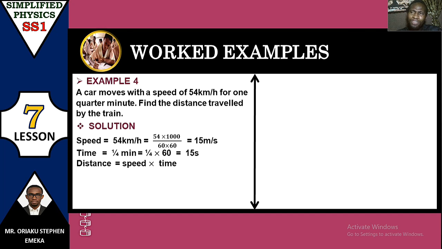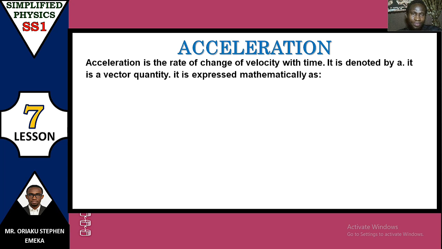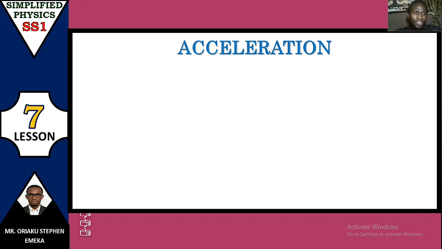So what is the formula for distance? Remember, speed was actually distance over time. So if you make distance the subject of the formula, it will become distance is equal to speed times time. Now, inputting these values, the distance is going to be 15 times 15, which is 225 meters.